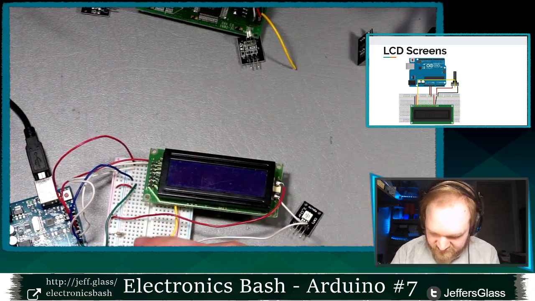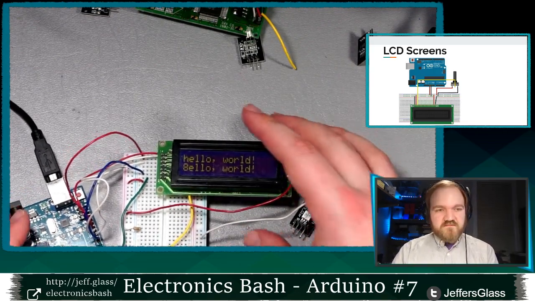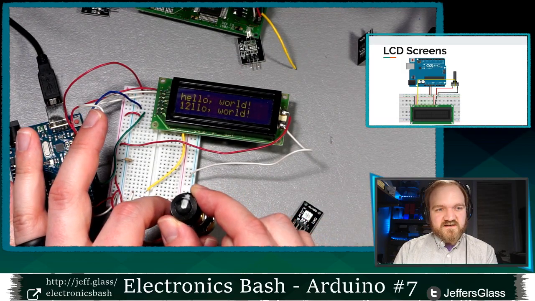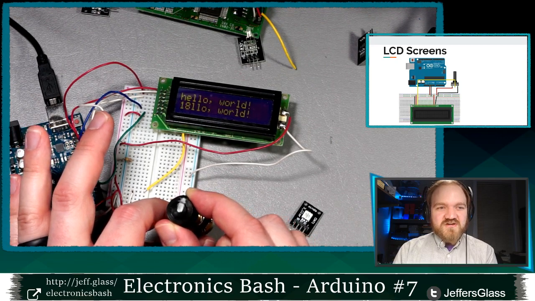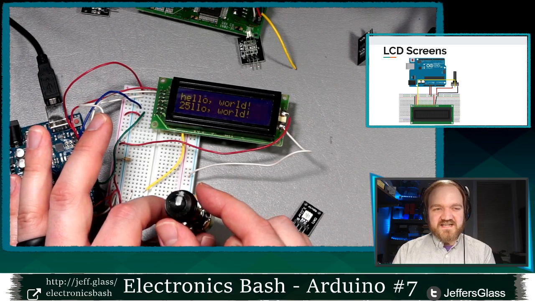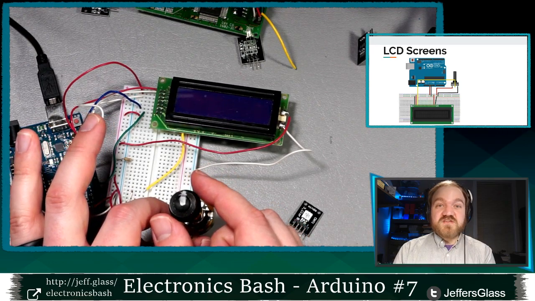There we go. So you can see if I move this into eye shot here, if I turn this contrast pot just a little, we'll see those letters go away. There's a really fine range where things actually are visible. So I usually just set this once and then leave it alone. It's a good advantage for using a small potentiometer. You're less likely to knock it accidentally, but it is important that you hook up your contrast pin. Otherwise, you may discover that you see nothing.